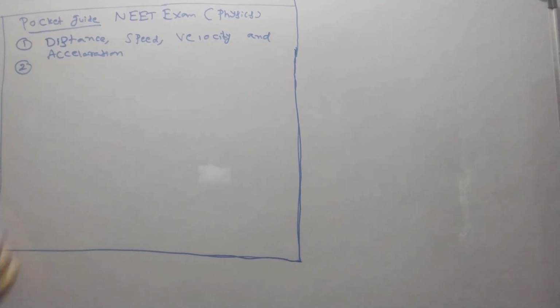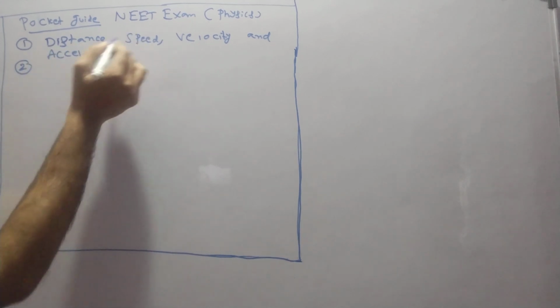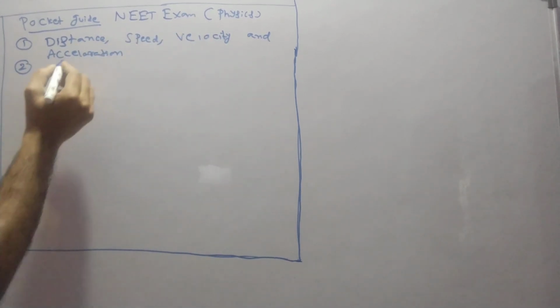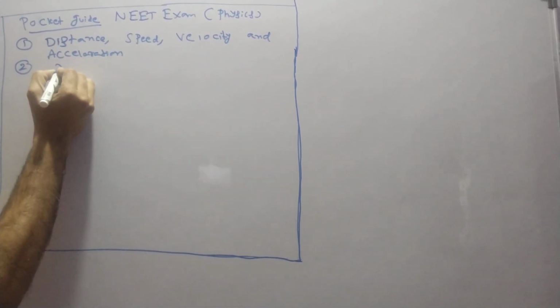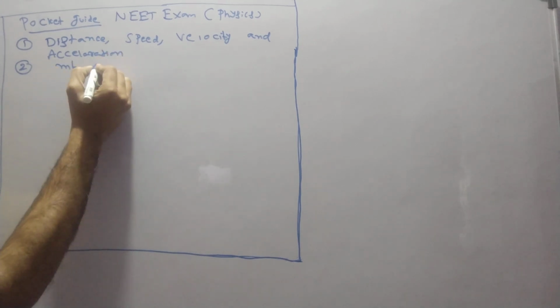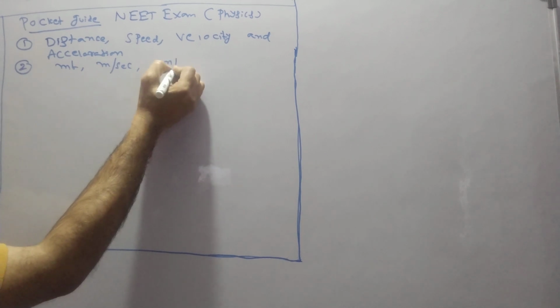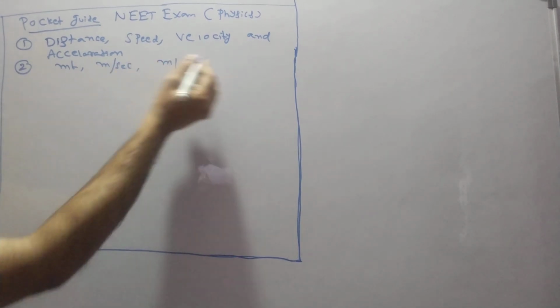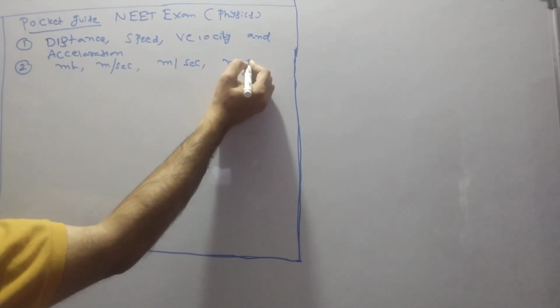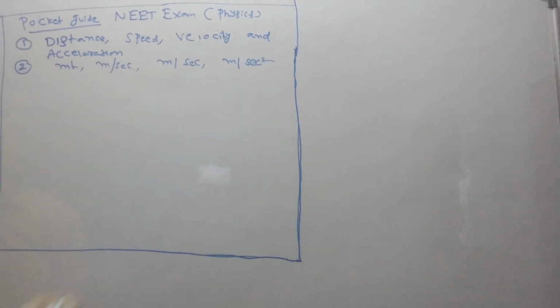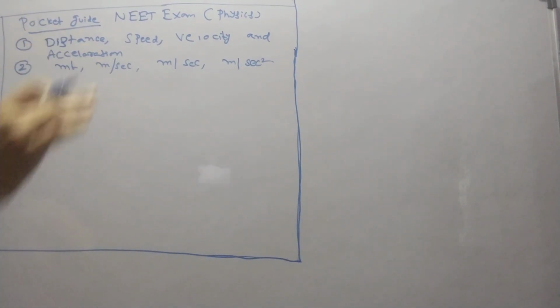Next, already you know the units of all these four. Distance unit is meters. Speed is meter per second. Velocity is again meter per second. Acceleration is meter per second square. These are the units of these four variables which will come in our topic, that is motion of the object in a straight line, right?